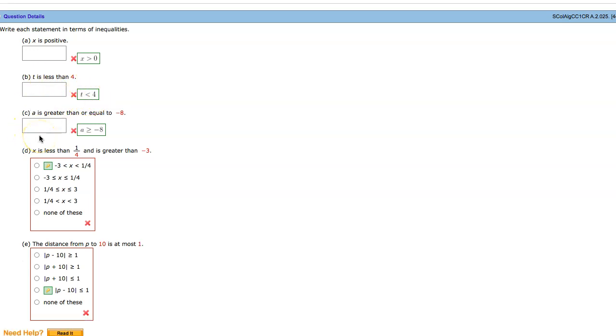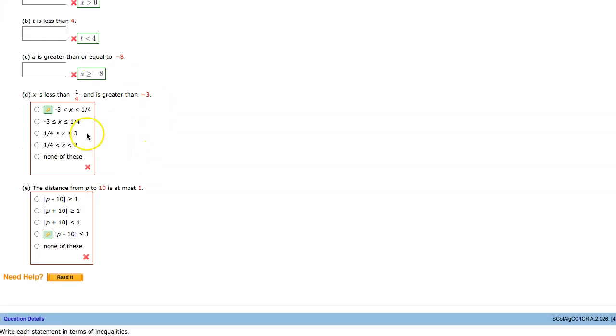Now greater than or equal to, again, you do the greater than sign with the little equal to below it. And then you just put the number neg 8 over here. Okay. Now x is less than 1/4. So it's to the left of 1/4. So we do x mouth away 1/4, but x is greater than neg 3.